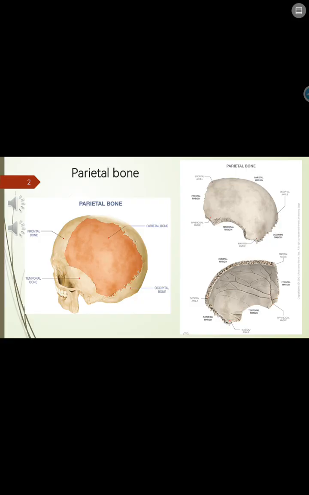The frontal border articulates with the frontal bone to form one half of the coronal suture. The occipital border articulates with the occipital bone, forming one half of the lambdoid suture.